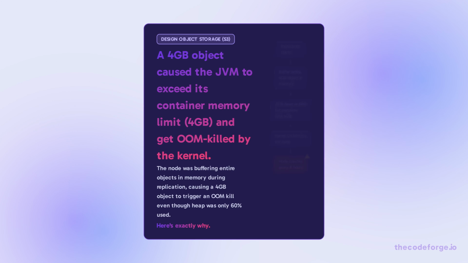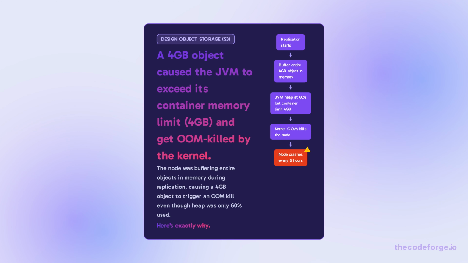A storage node crashed every 6 hours with an out-of-memory error, but the heap was only 60% used. The culprit? The replication code was buffering entire objects in memory. A single 4 GB object pushed the JVM past its container limit, and the kernel killed it.